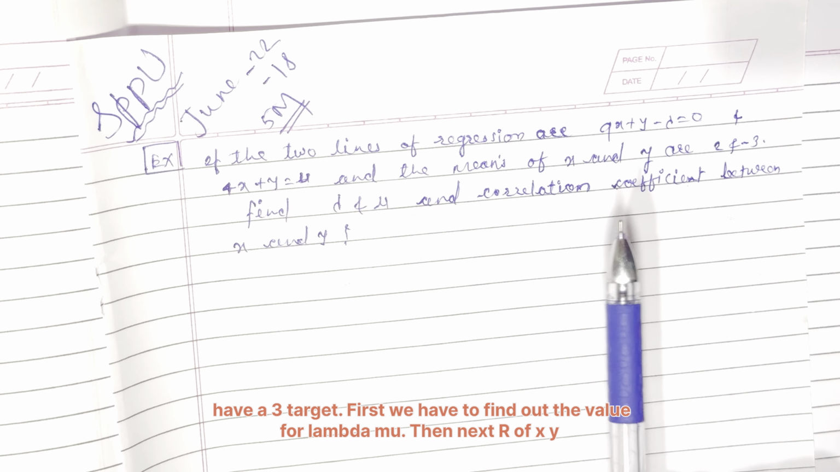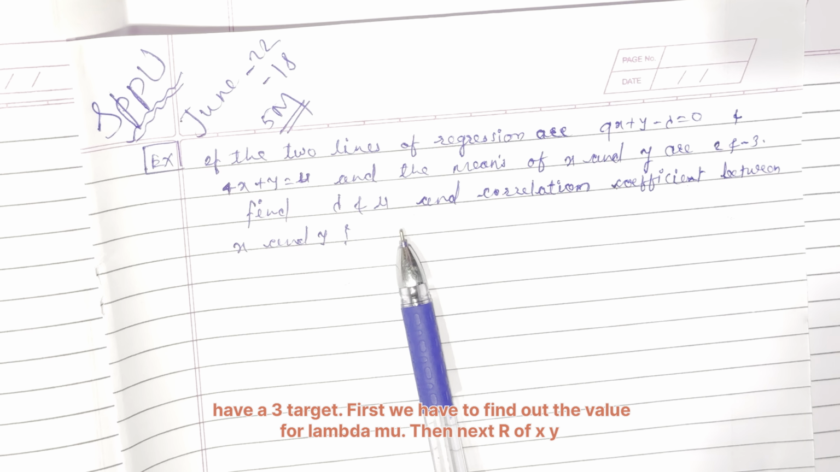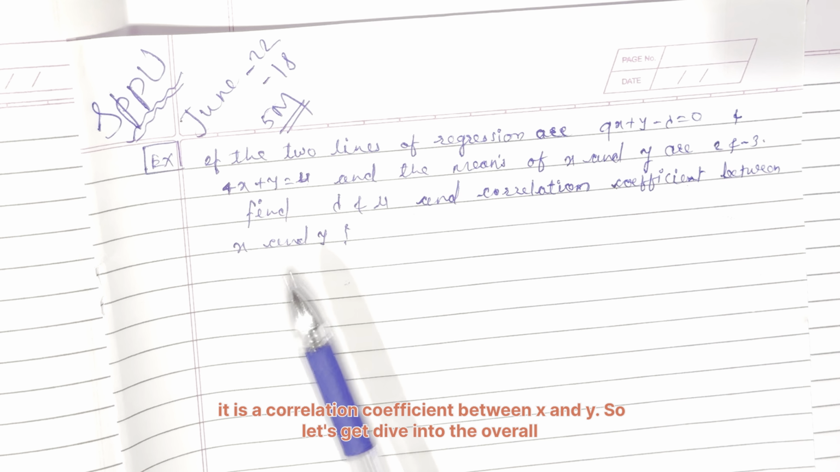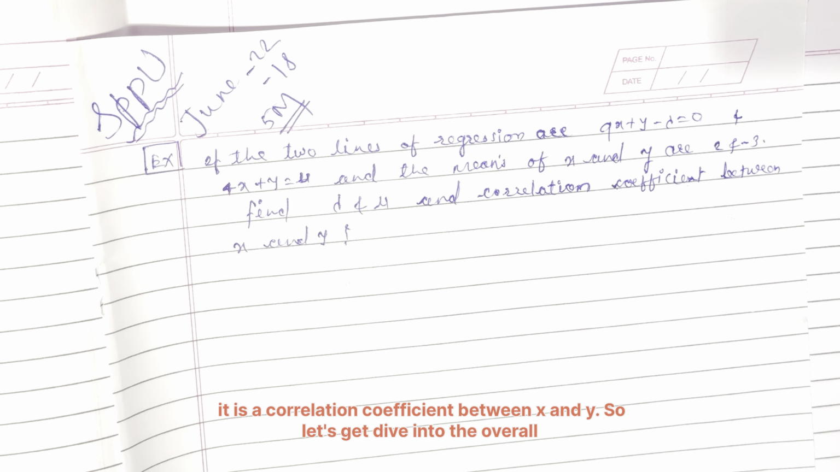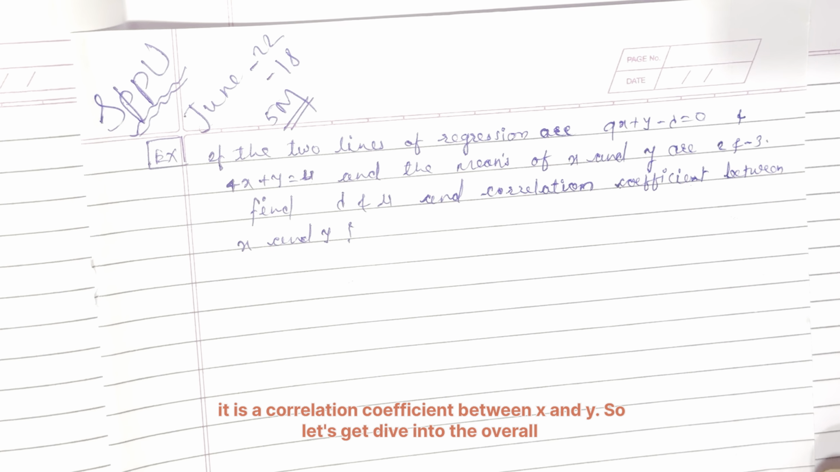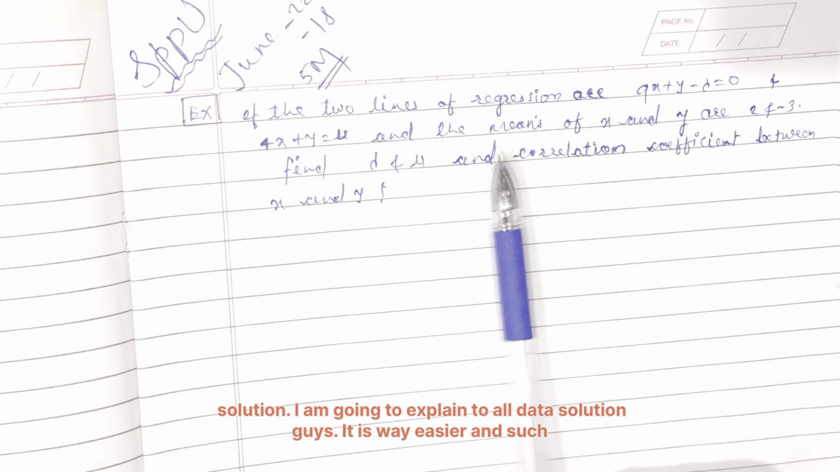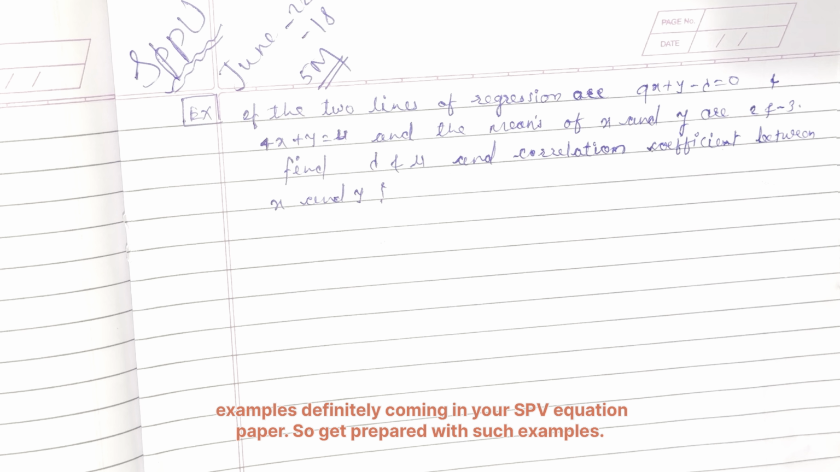So we have 3 targets. First, find the values of lambda and mu, then r of x, y, the correlation coefficient between x and y. Let's dive into today's solution. I'm going to explain the detailed solution. It is way easier, and such examples definitely come in your SPPU question paper, so get prepared with such examples. Let me start the solution.